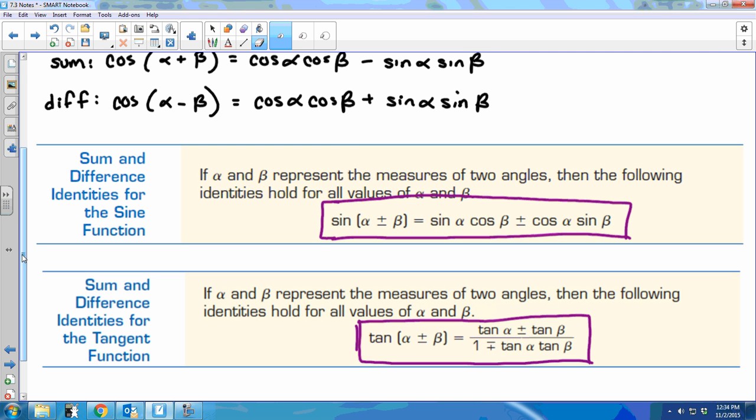Does everyone have at the very least the cosine, sine, and tangent identities written down? You don't have to have them separated, but you have to have those three written down. Yes or no? No. Okay. You just might want them for your homework.